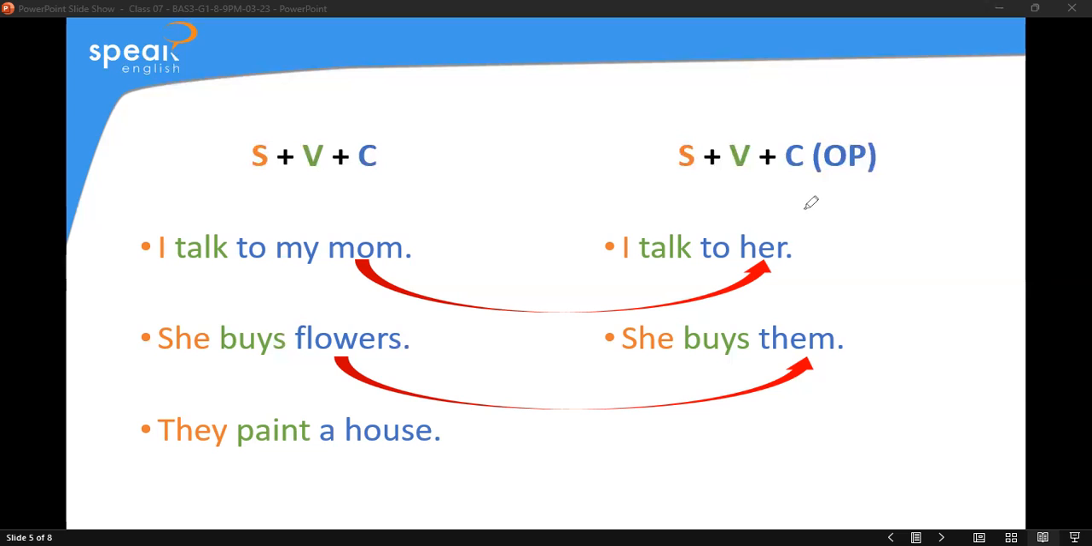Okay. And can you help me with the next example? Let me see, Eric. They paint it. They paint it. Okay, perfect. Very good. So as you can see in this case, we are talking about the house. The house is a thing. So we know that the object pronoun in this case is it. Okay, so I can say the house or I can say it.